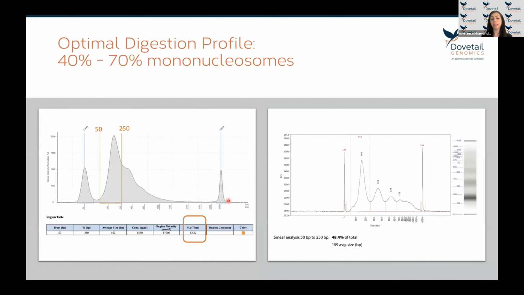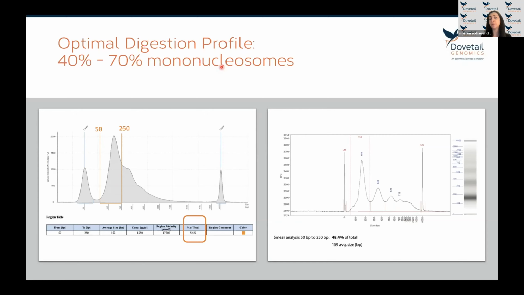So looking at this digestion profile, this is analyzed by a TapeStation. The first peak here represents mononucleosomes. Here are the dinucleosomes. This is the trinucleosomes. The profile we're after has 40 to 70% mononucleosomes.